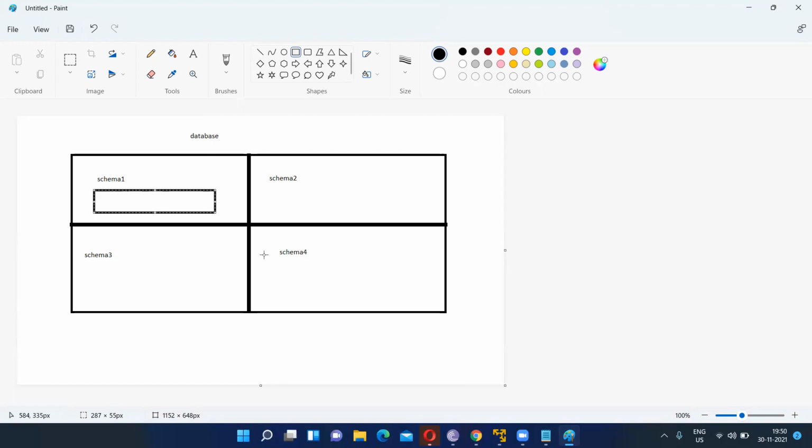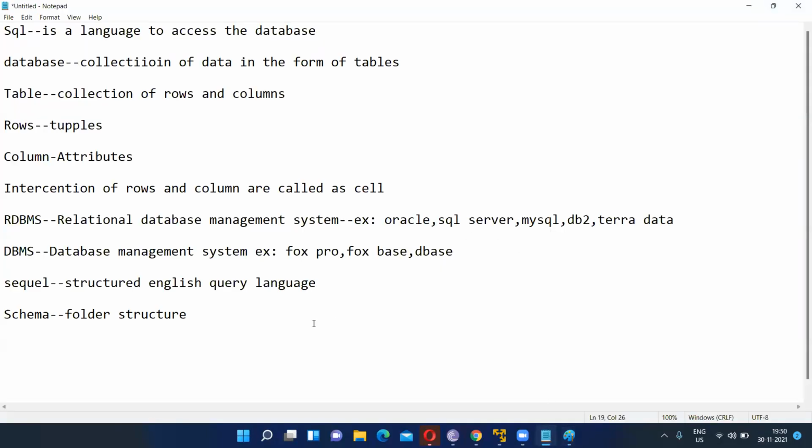If someone asks you what is a database, you can tell them it is a collection of data in the form of tables. And what is a schema? A schema is a folder structure inside the database under which the tables are created.